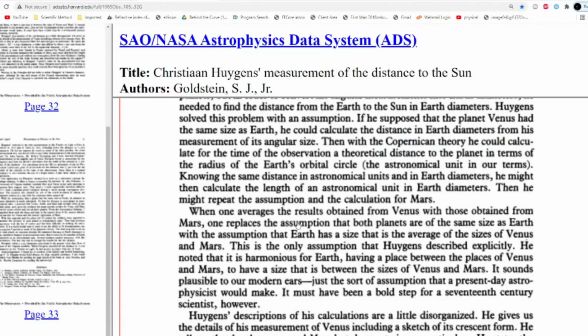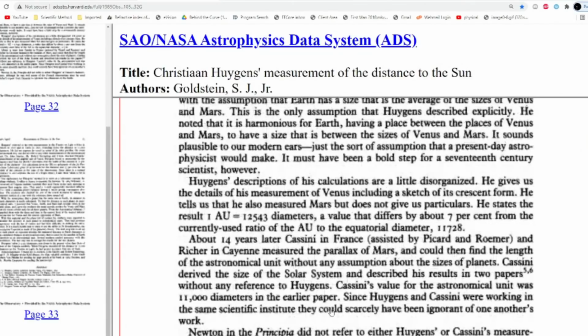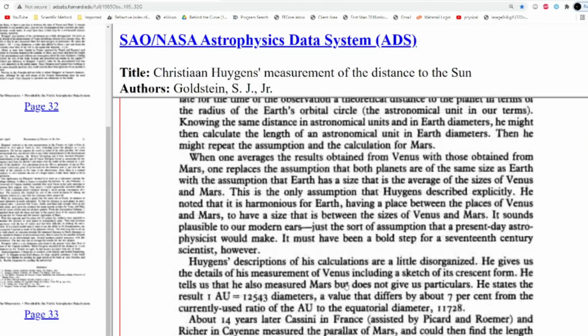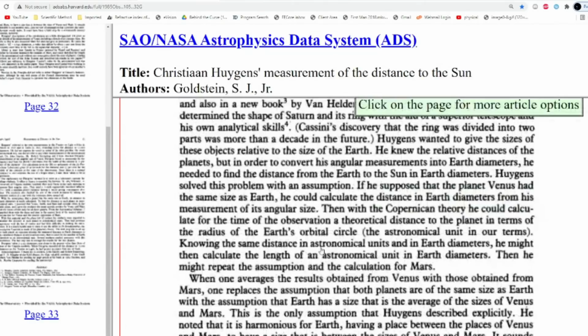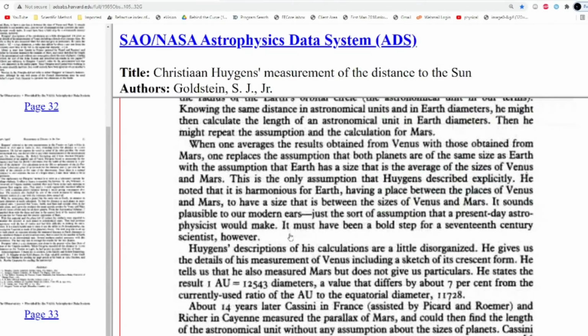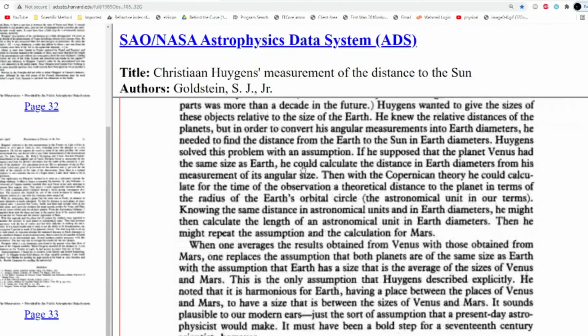And then it says, when one averages the results obtained from Venus with those obtained from Mars, one replaces the assumption that both planets are of the same size as Earth. I might have missed a bit where I'm really looking for. No, you did. You said it was your first sentence. I might have gone past it. It's been a while since I've looked at this. It's all useful anyway. Don't worry. The fact that you've read past it is still useful. Have I gone past it, Anthony? You're slipping. I love the use of the word assumption numerous times. I love that. Keep going.